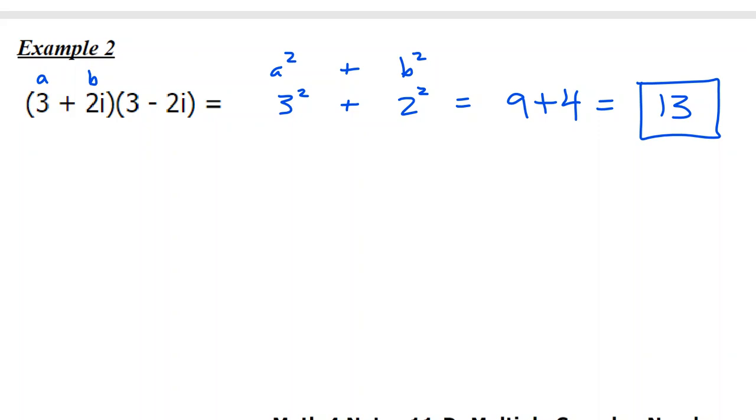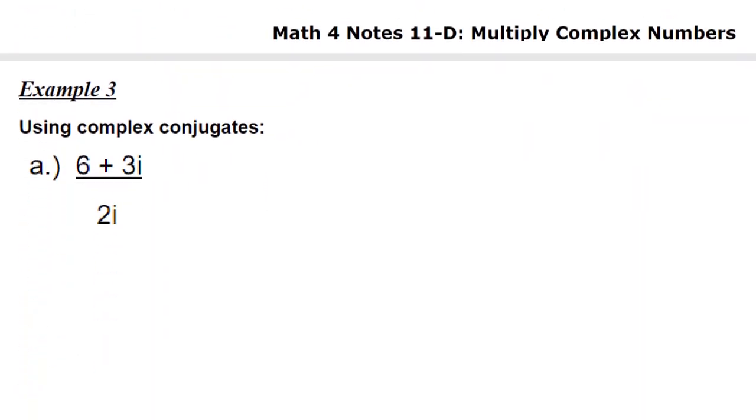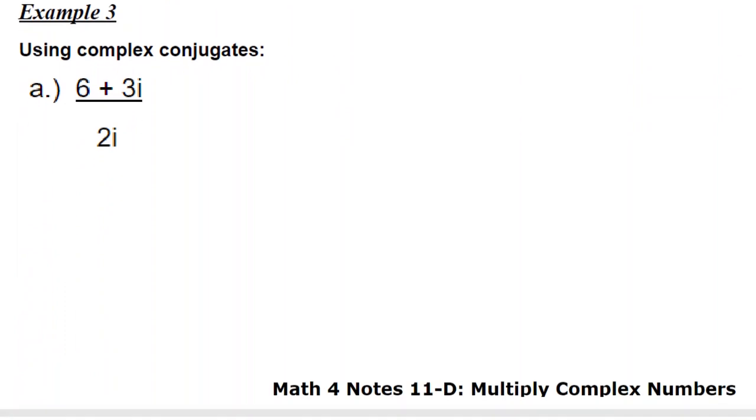Now, conjugates do not always lead to a real number, but it did that in this case. And we're going to see something like this down here. They really don't like it when you leave i on the bottom. i on the top is okay, but not on the bottom. So how are we going to get rid of it? We're going to get rid of it by multiplying it by its conjugate.